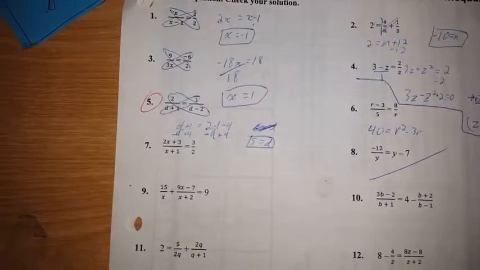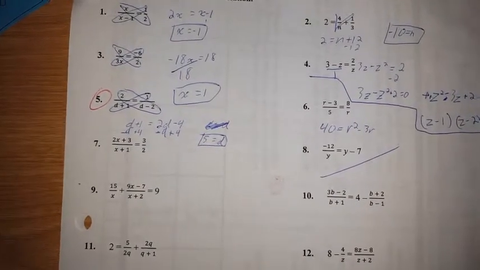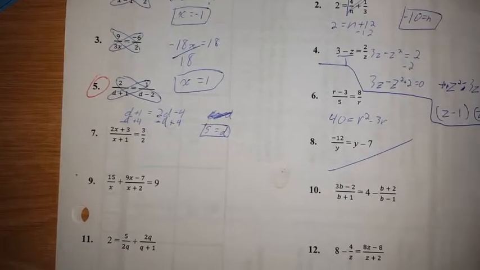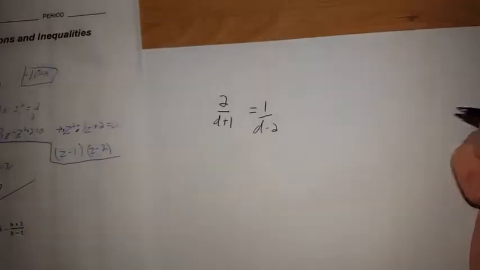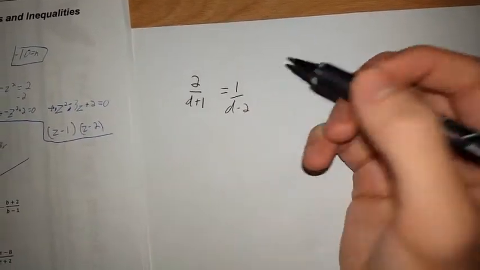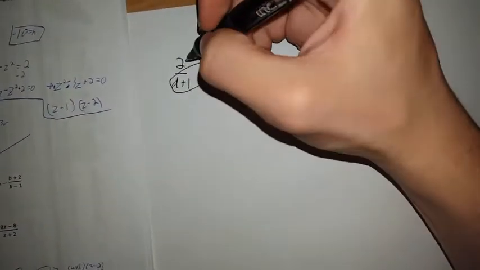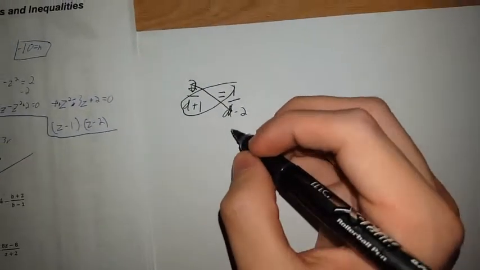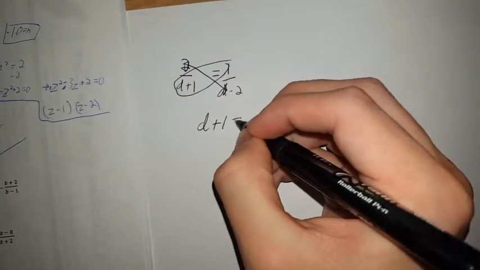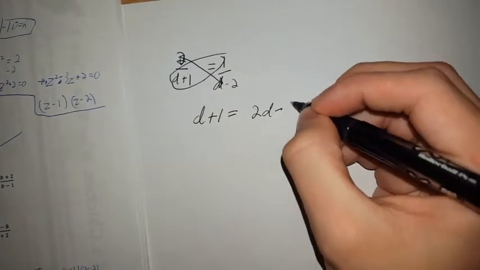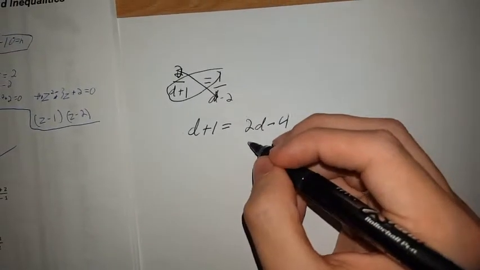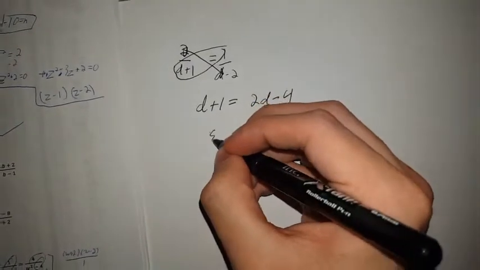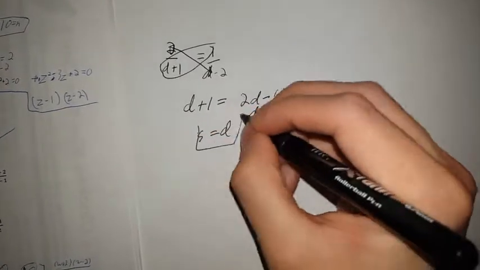The first one is problem 5, written as 2 over d plus 1 equals 1 over d minus 2. So over here we have the problem. To finish it, we just gotta cross multiply. I use circles or arrows to indicate the numbers I am cross multiplying, and that gives us d plus 1 equals 2d minus 4. And we subtract d and add 4, which gives us 5 equals d. As simple as that.